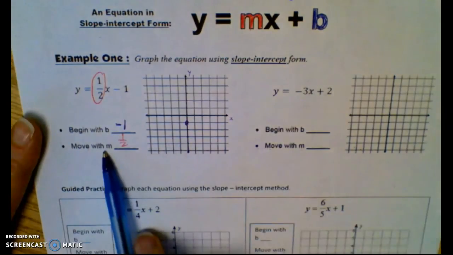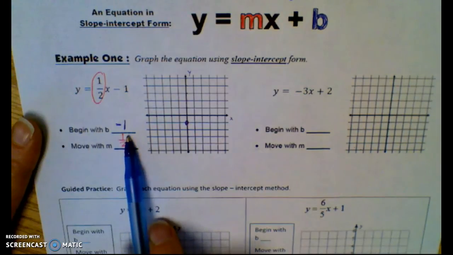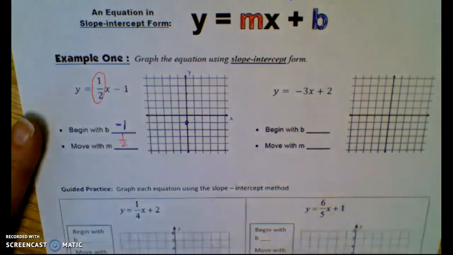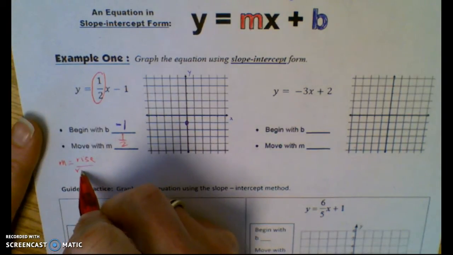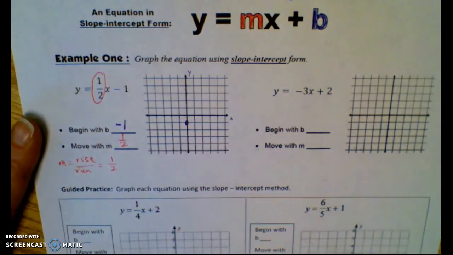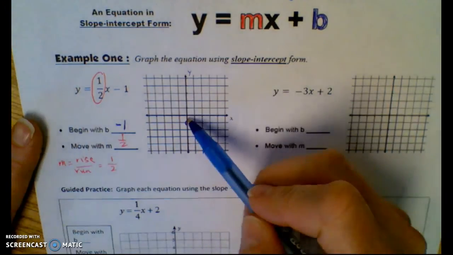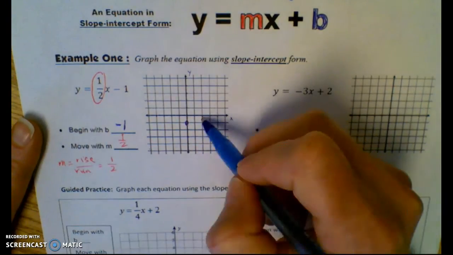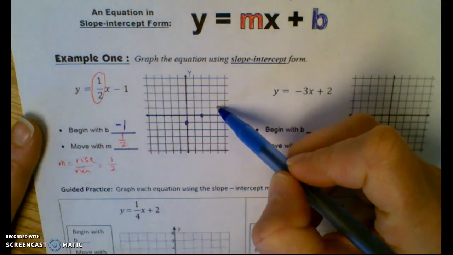From there, we're going to move with our slope. Remember, slope stands for rise over run. So if we were to write that down to remind ourselves, if our rise is +1 and our run is +2, you're going to start from this location and you're going to rise up 1 and you're going to run over 2 to find your next point on the line. Rise up 1, run over 2.